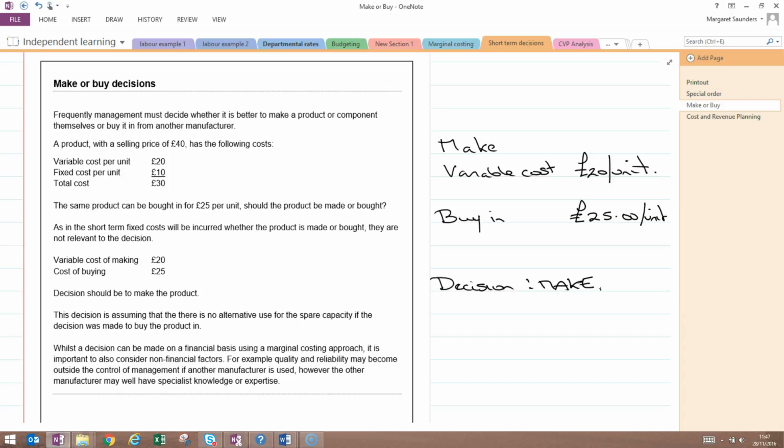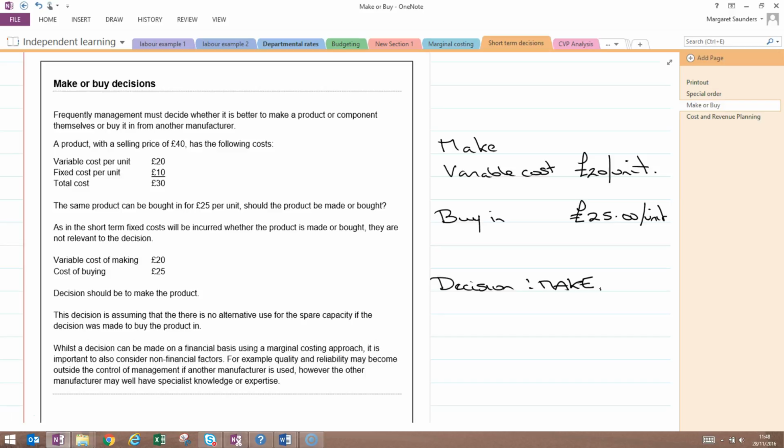Again, as in the last example, we need to consider the non-financial factors. So financially, in this example, we would make the product. If financially it had indicated that it would be cheaper to buy in the product, what we would then also need to consider are things like the quality of the product that we're buying in. Is it to the same quality as the product that we make ourselves? What about the reliability of the supplier? Will they meet our delivery dates so that we don't let down our customers?